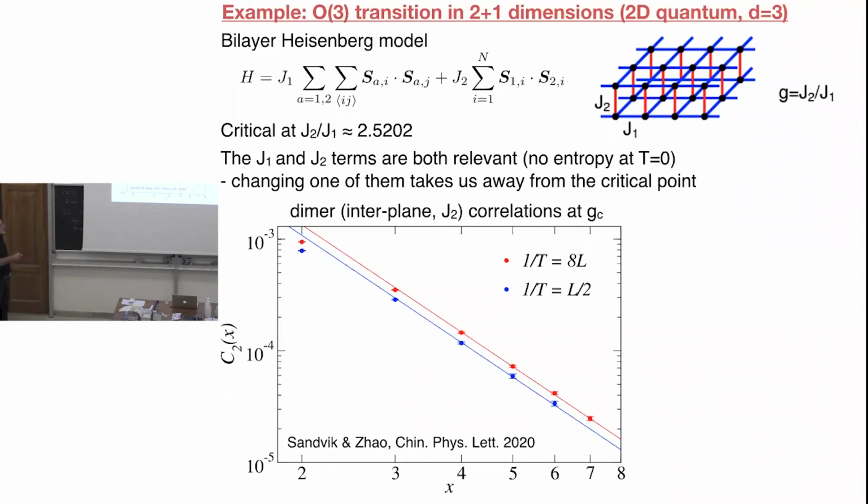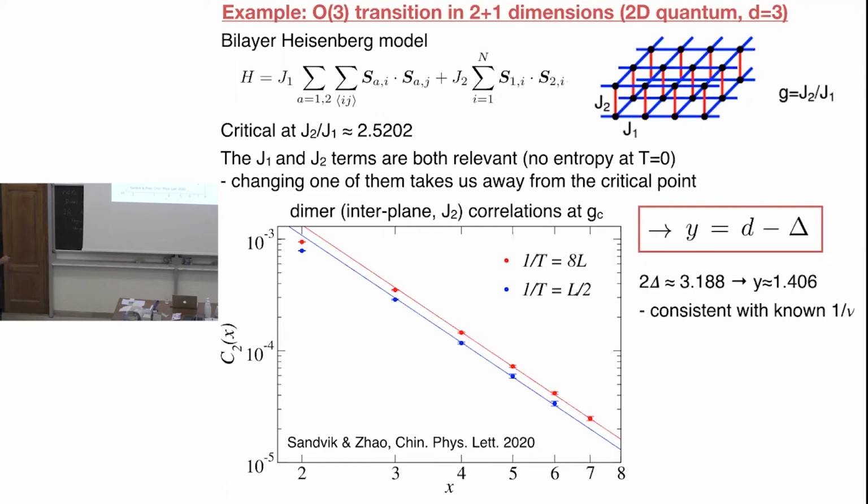So we measure the S dot S at one bond times S dot S at another bond. That's the energy correlations of one of these terms, and that decays as a power law. And that power law, 1 over r to the 2 delta, gives us delta, so we can get delta from that. And then this y, which should be 1 over nu, because this is symmetric. I don't break any symmetries when I tune J1 or J2.